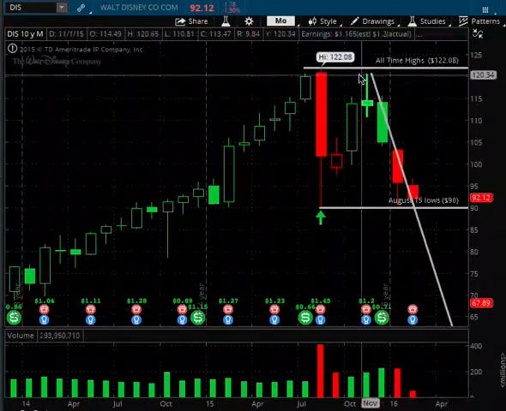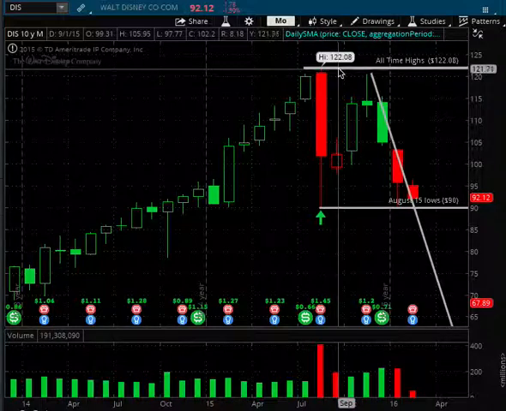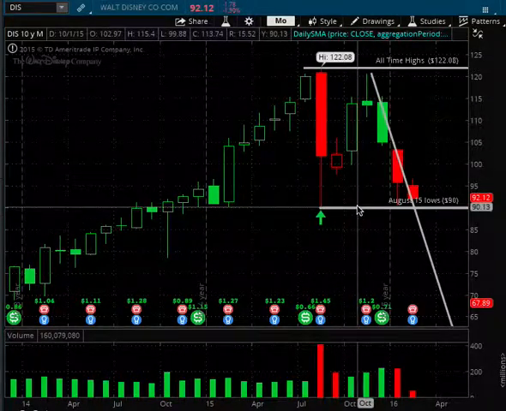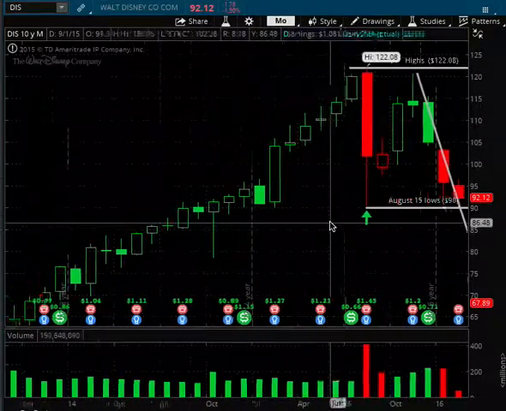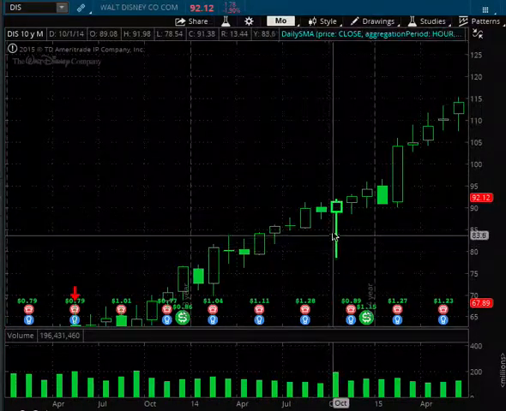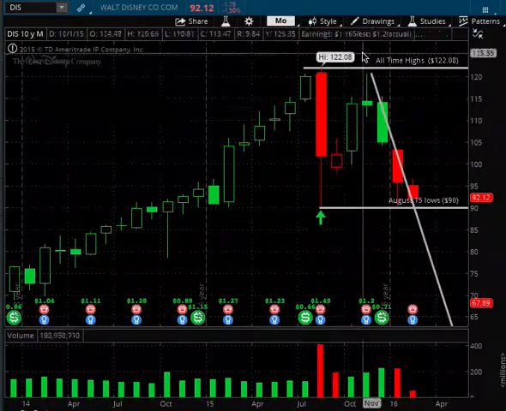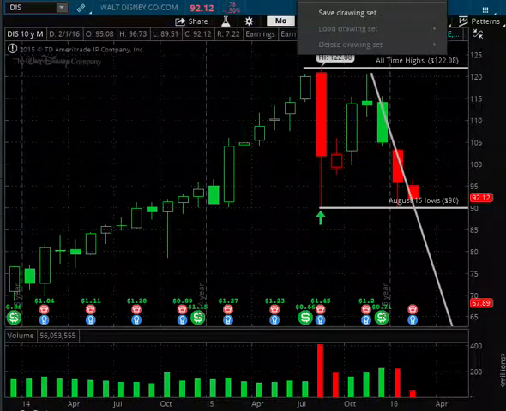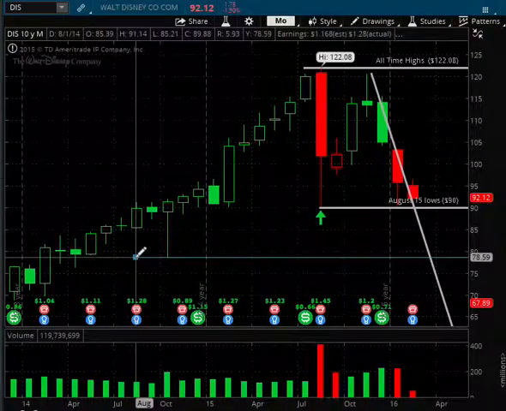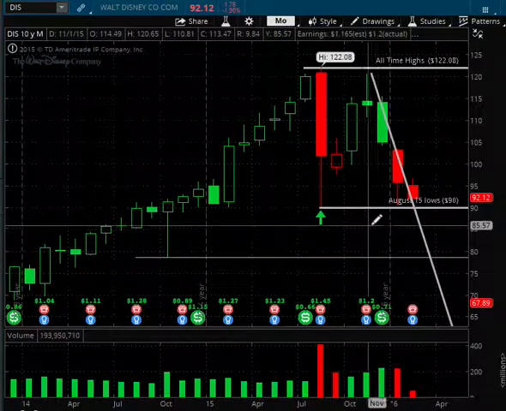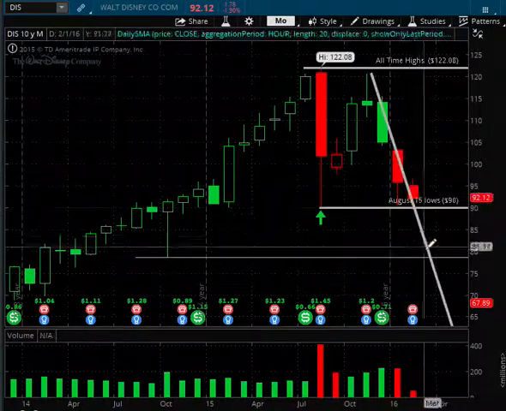I believe the all-time high is $122 a share. We're at $90 a share right now. We can drop to this other support level here, which is $78.54. So I'm just going to draw a line there just to show you how far it can go.